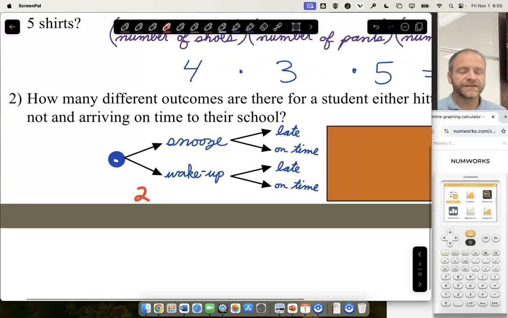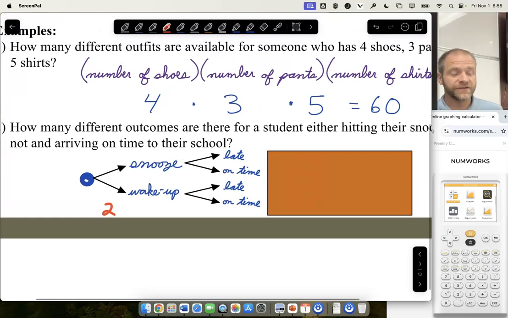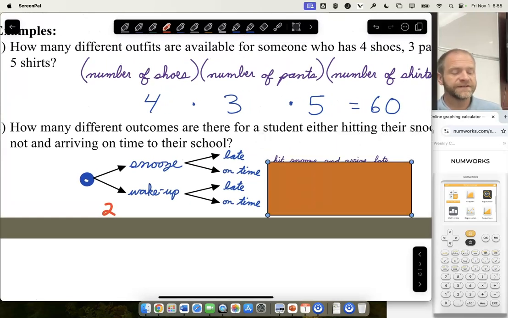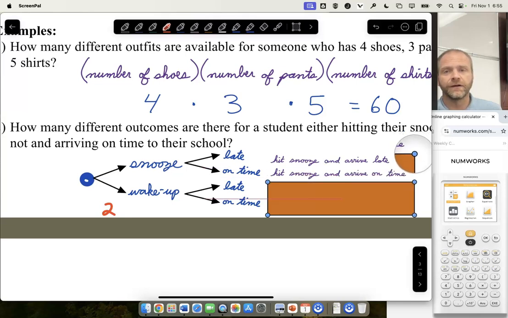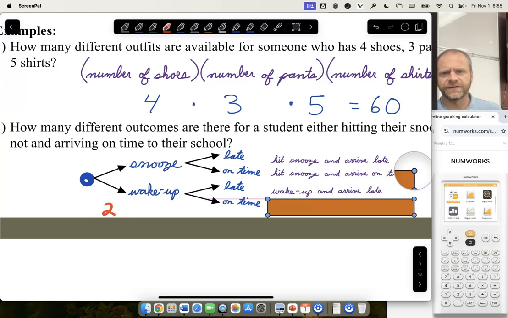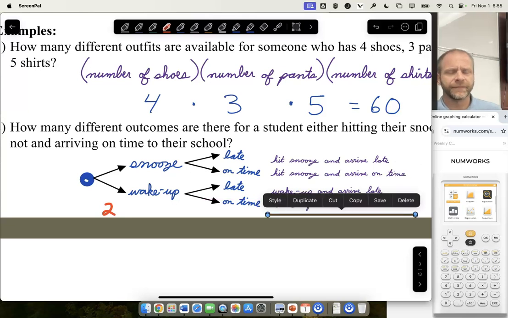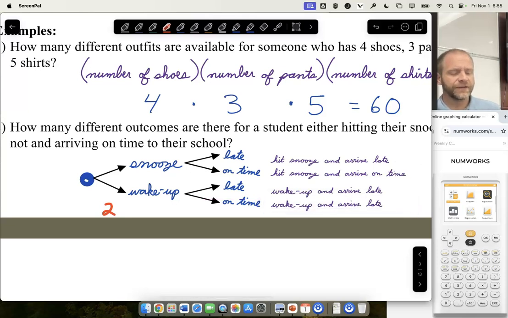Now if we look at this, there are 2 outcomes after that. They either hit the snooze and they're going to be late to school, or they hit the snooze and they're going to be on time to school, or they're going to wake up and be late for some reason, or they're going to wake up and be on time. So in this case, there are a total of 4 different outcomes. The reason why is because we had 2 branches here and we have 2 branches here. 2 times 2 is 4.